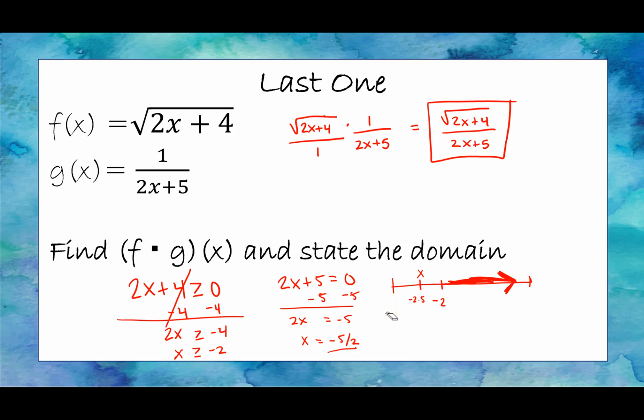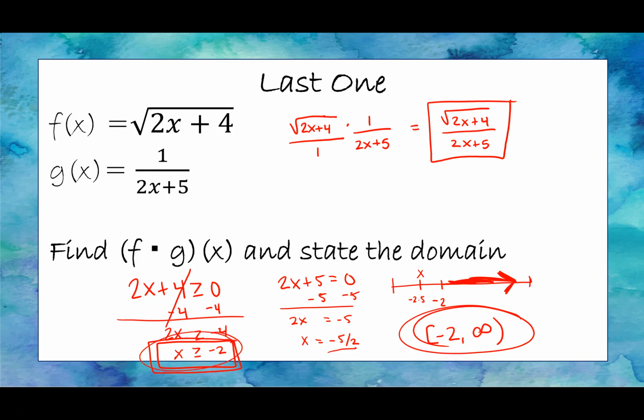All right, so our domain is going to be from -2 to infinity, or you could have just simply said what I'm boxing right here. It certainly wouldn't be wrong if you stated this and said it cannot be equal to that. It's just redundant, if you will. So I prefer this or this, and that's it, folks.